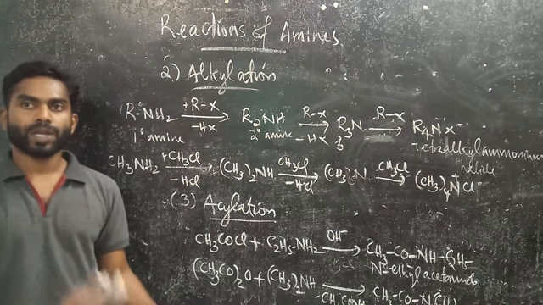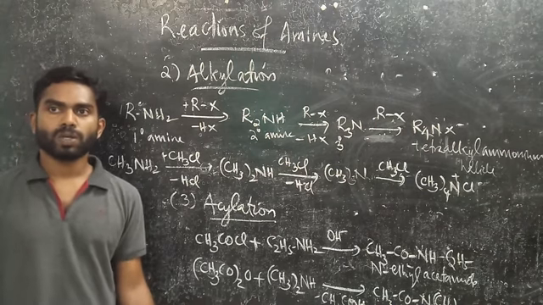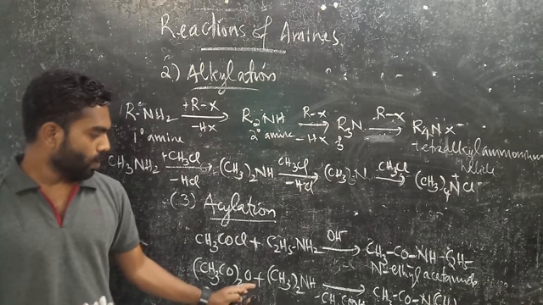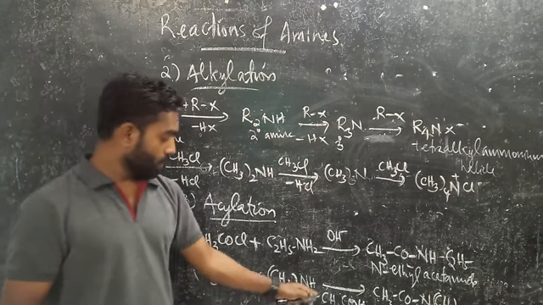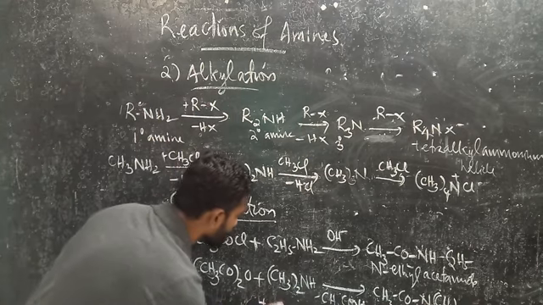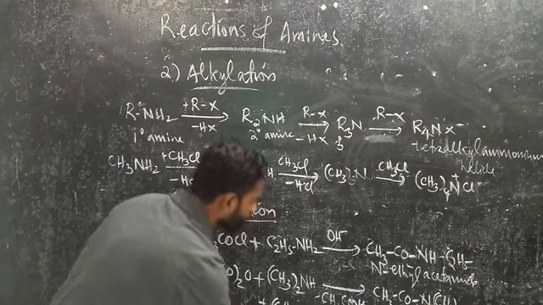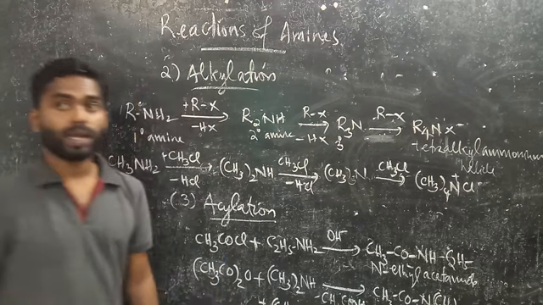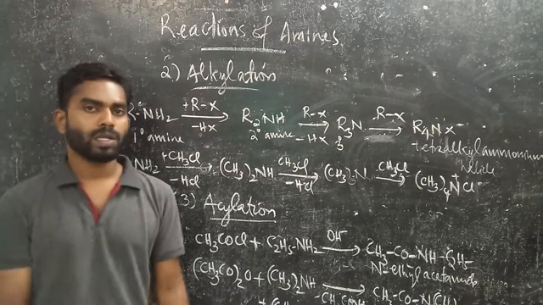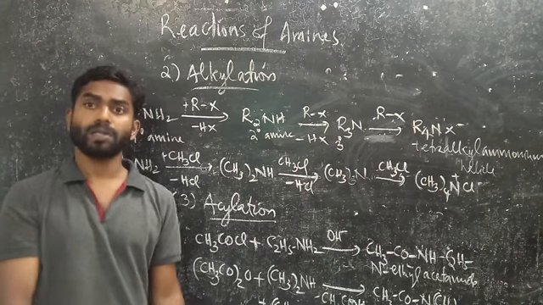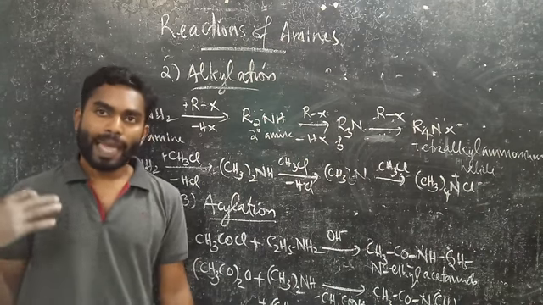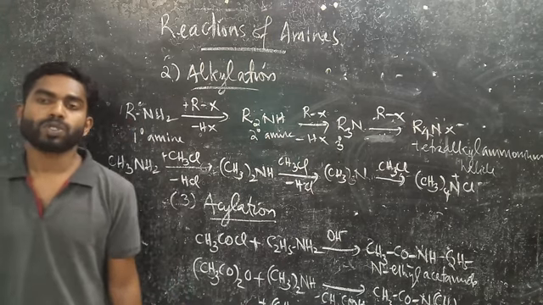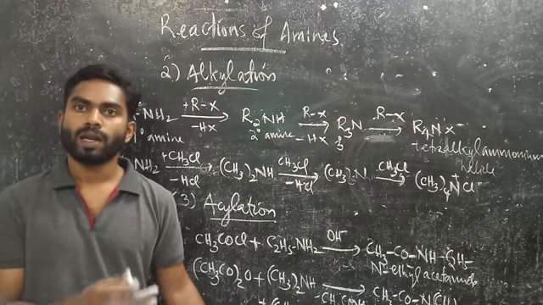Tertiary amines do not undergo acylation because they do not possess a replaceable hydrogen atom. Tertiary amine (CH3)3N does not react with acid chloride or acid anhydride because it does not contain a replaceable hydrogen. So primary and secondary amines easily react with acid chloride or acid anhydride to form substituted amides, but tertiary amines do not undergo acylation because they have no replaceable hydrogen atoms on nitrogen.